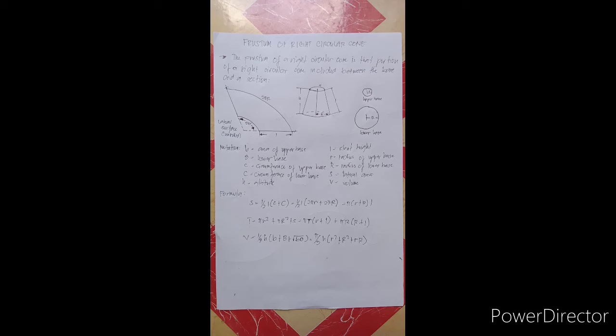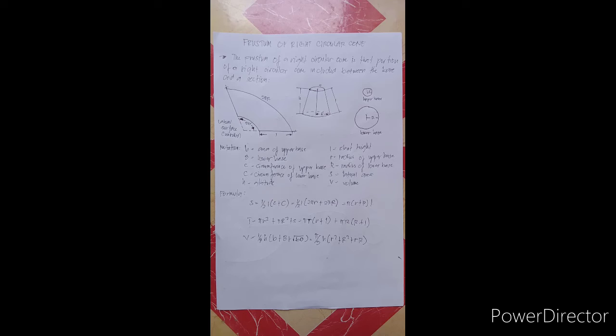So, the formulas of a frustum of a right circular cone. The lateral area of a frustum of a right circular cone is equal to 1/2 the sum of the circumferences of the bases multiplied by the slant height. This is S equals 1/2 times L times small c plus big C, or equals 1/2 L times 2 pi r plus 2 pi R, or equals pi times small r plus capital R times L.